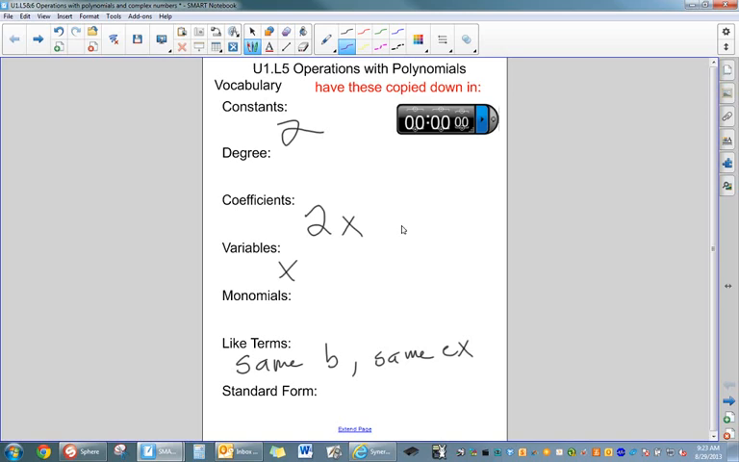So what's the highest degree on a variable? It will be the 1 on the x, right? So that'd be a first degree function. The degree is the highest exponent of a polynomial function.